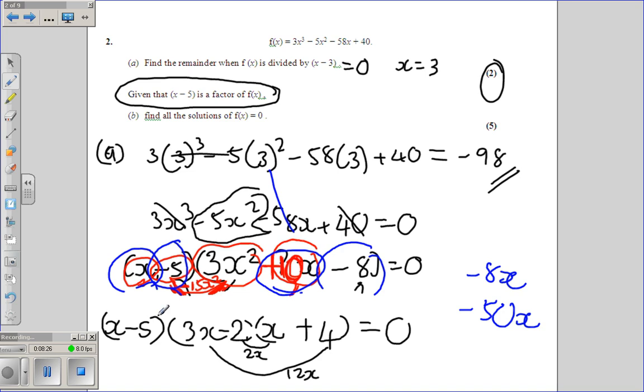Whew. So the solutions for all of these, who wants the solutions? X equals positive 5 from the first bracket. X equals positive 2 over 3 from here. And x equals negative 4. So there's your three solutions. Just be careful with this factorising at the end. Done.